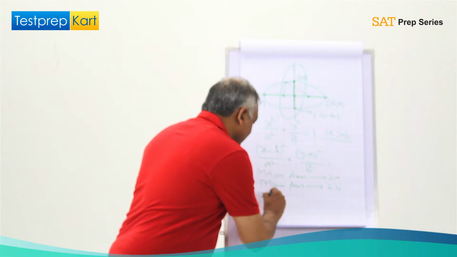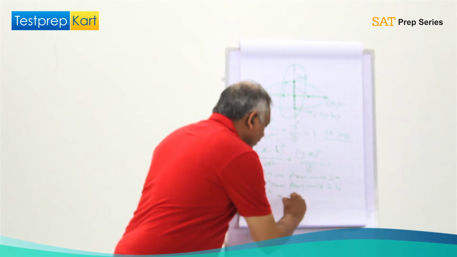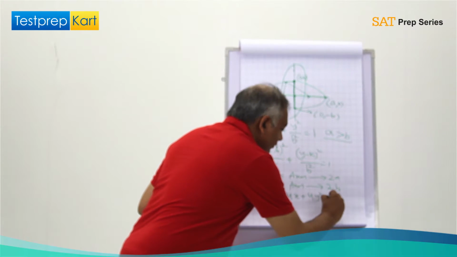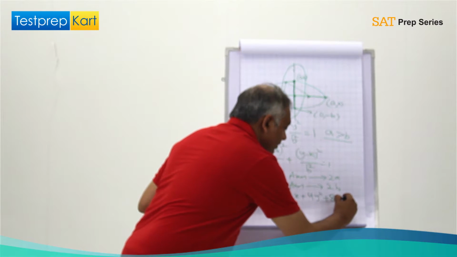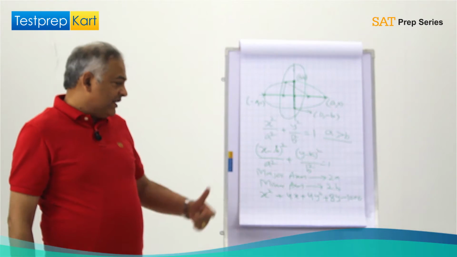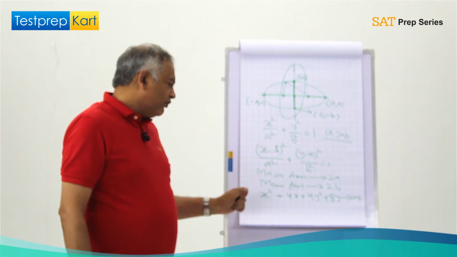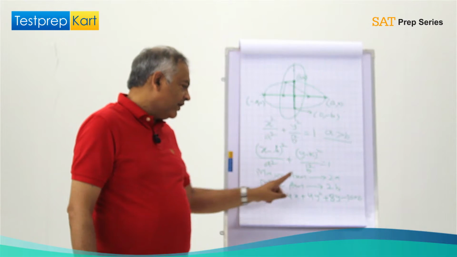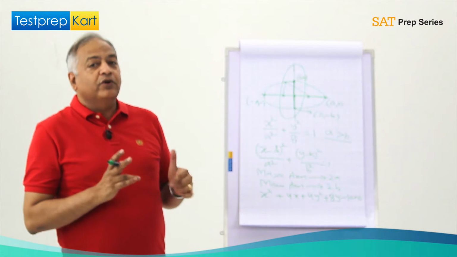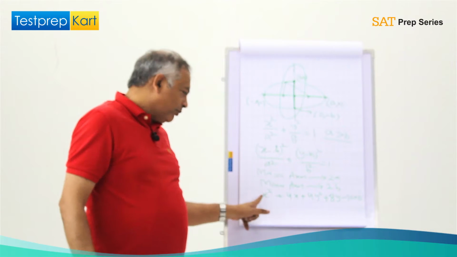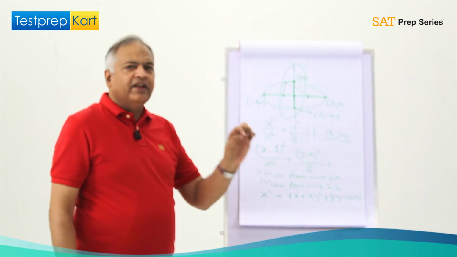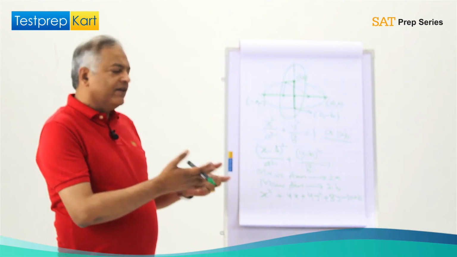Suppose you have x square plus 4x plus 4y square plus 8y minus 10 is equal to 0. First of all, it's an ellipse, or the equation of an ellipse, that you can find from the fact that the coefficient of x square and coefficient of y square should have the same sign. Same sign, not equal, because equal means it will become a circle. So if it's positive, this should also be positive. If it's negative, then it should also be negative. So same sign means it's an ellipse.